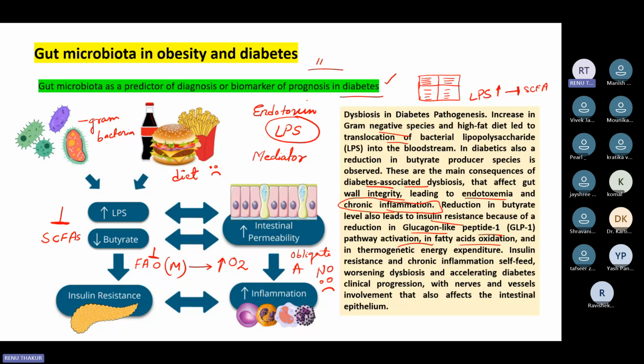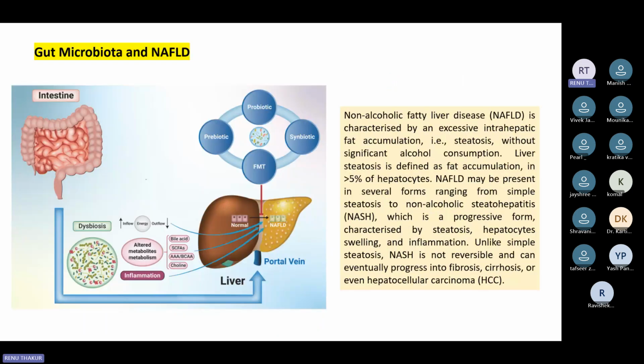And what will the bad bacteria do? The bad bacteria will synthesize lipopolysaccharide or other toxins. So when they synthesize the toxins, our body will again start inflammatory responses. So everything is related to each other. So I hope this is clear. Now, next part. So you can see non-alcoholic fatty liver disease.